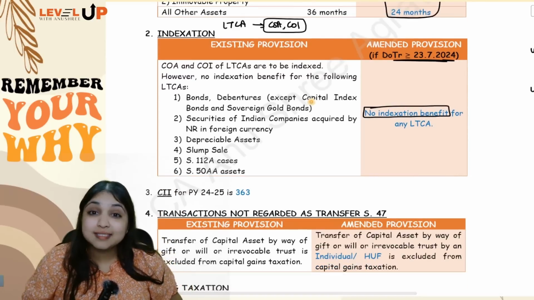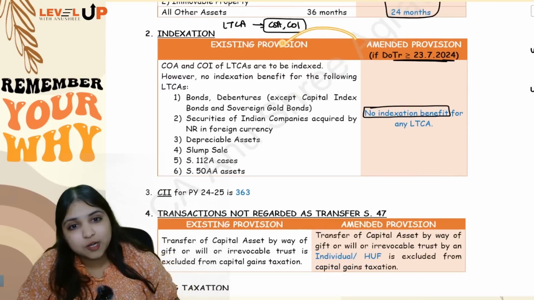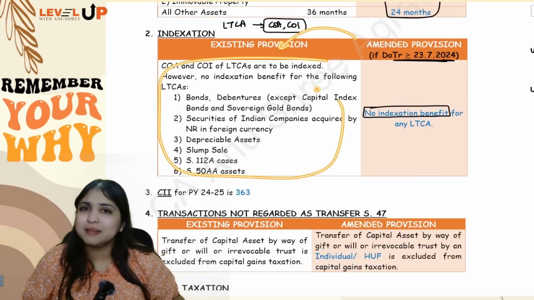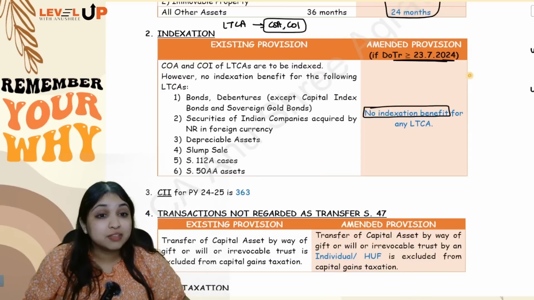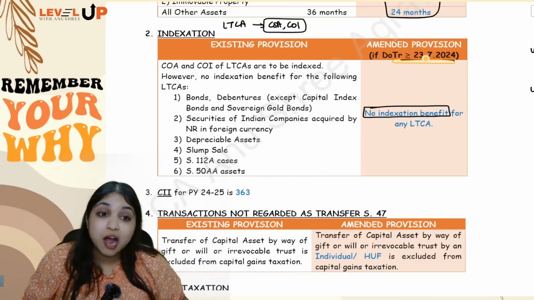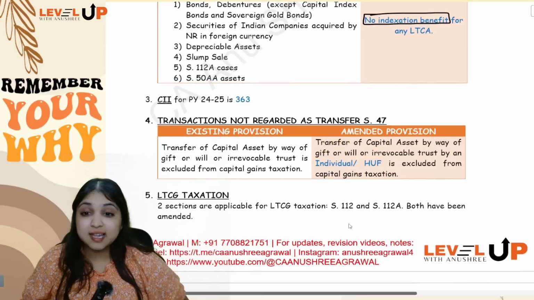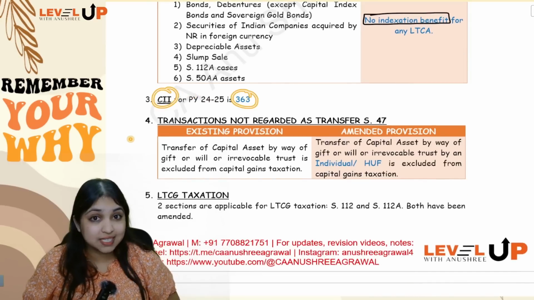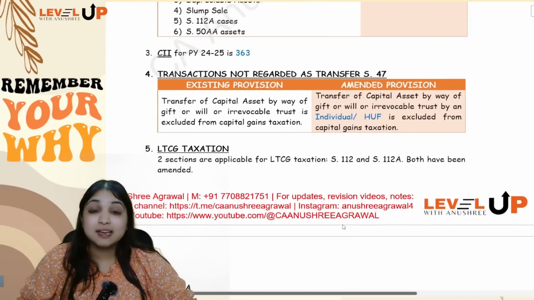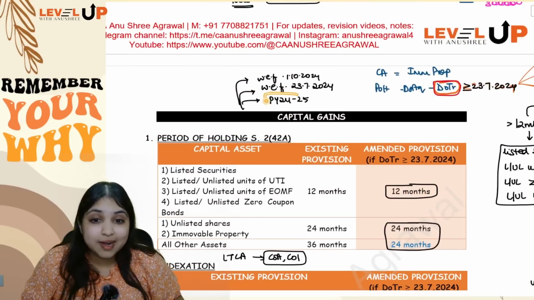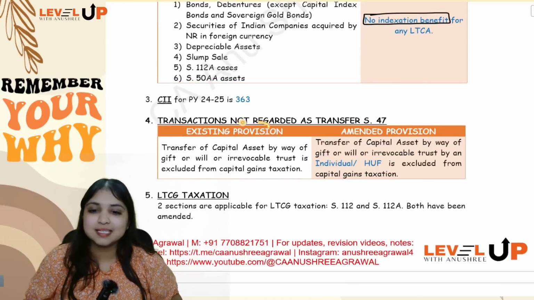Then, if your asset is transferred before 23rd July 24, then normal way indexation you will do. But if the date of transfer is on or after 23rd July 24, then no indexation. Okay. Then CII number for 24-25 is 363. This is fine. Then remember I was telling you that there is one amendment which is applicable for the entire year. That is this one.